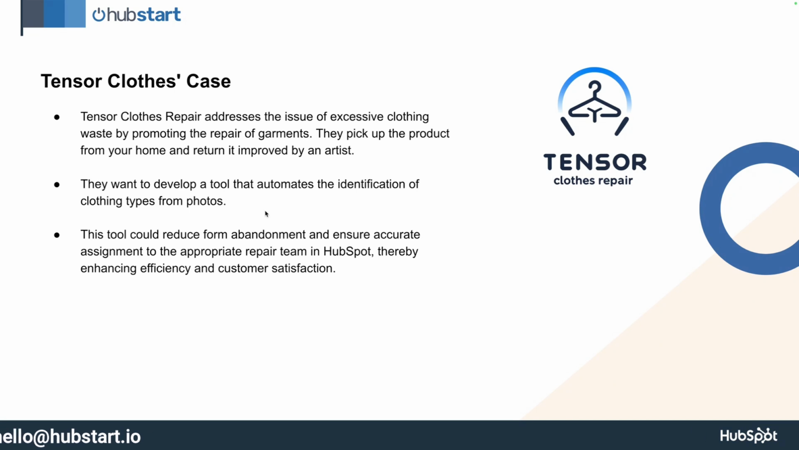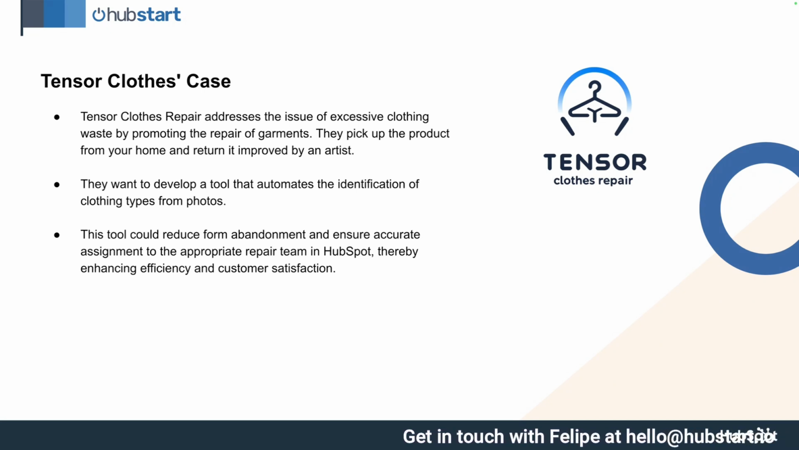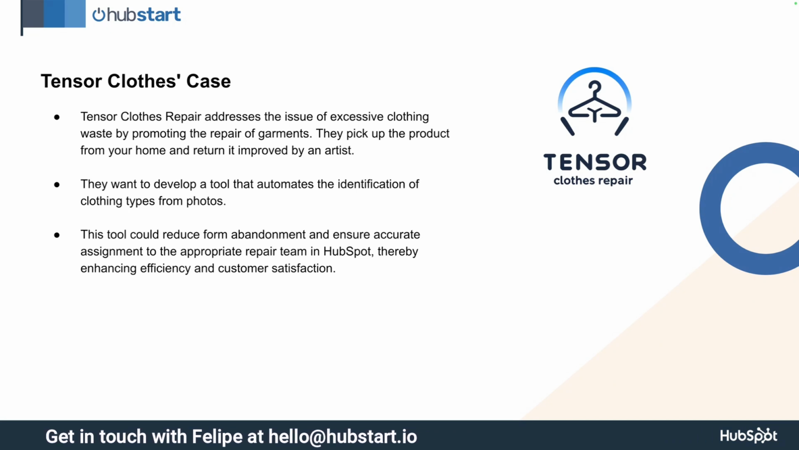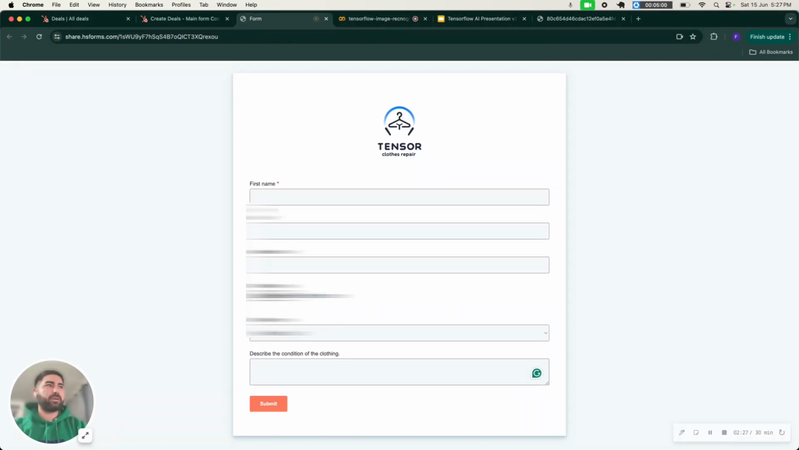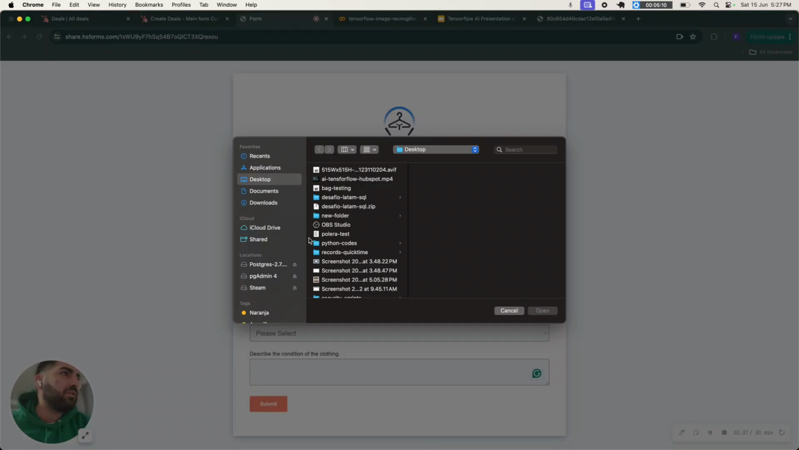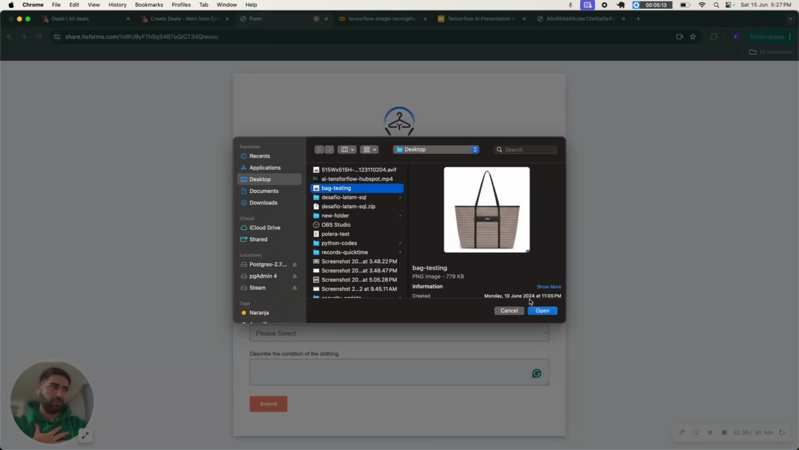Okay, what's the problem with this? They work with dresses, sneakers, pullovers, trousers, different kinds of clothes. And they have different warehouses with different artists that repair the clothes. So now they have a form on their HubSpot account where you put the information. I'm going to use mine, my address, and then you attach your clothes. In this case, I'm going to repair my bag.